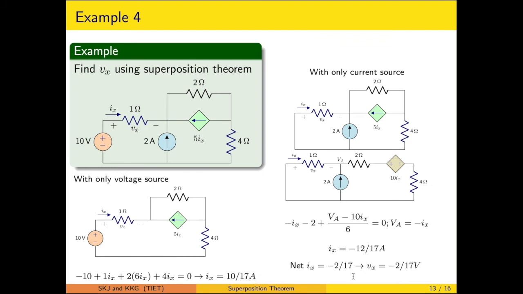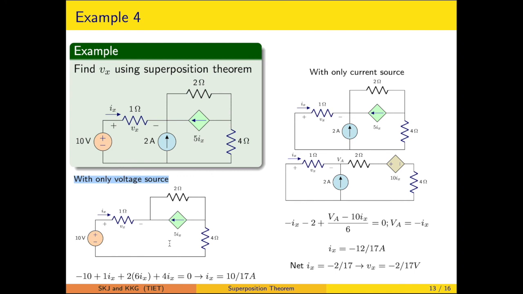Fourth example: here we have to calculate the Vx using superposition. It has two sources, one is a voltage source, another is an independent current source. This is a controlled current source, and the controlling quantity Ix is the current through the resistor across which we have to find the voltage. As a procedure, we consider the independent sources one by one. With only the voltage source, the current source is open circuited, and the equivalent is like this.